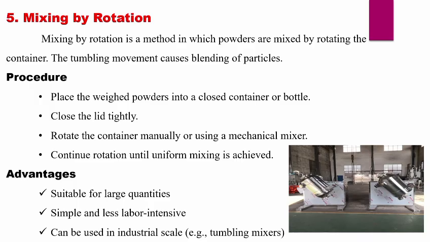For this, we have to weigh the powders and take them into a closed container or bottle. Usually in industries, we use tumbling mixers. Here we have to rotate the container manually or with the help of a mechanical mixer. Continue to rotate it so that we can get uniform mixing.